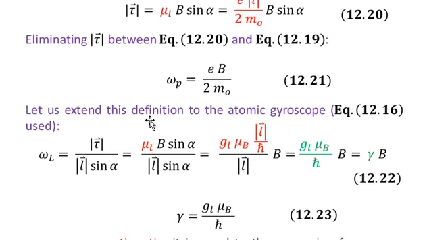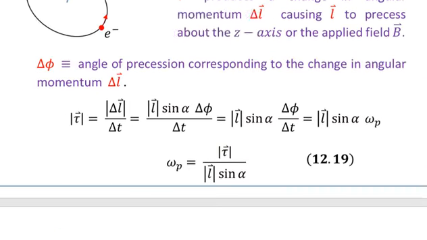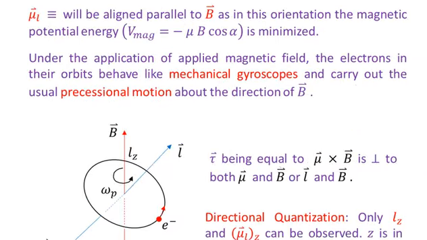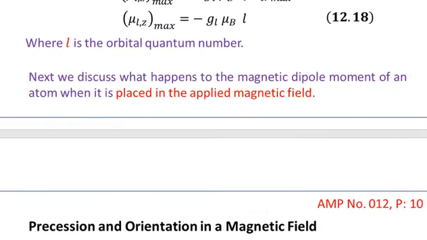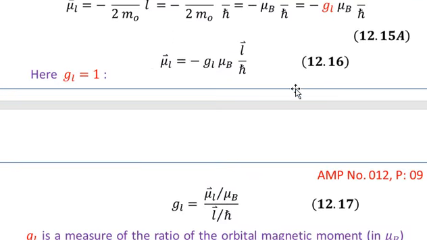Let us extend this definition to the atomic gyroscope using equation number 16. So omega L is equal to, you know that this is what we have derived, this equation from equation number 16. You will see this is equation number 16.